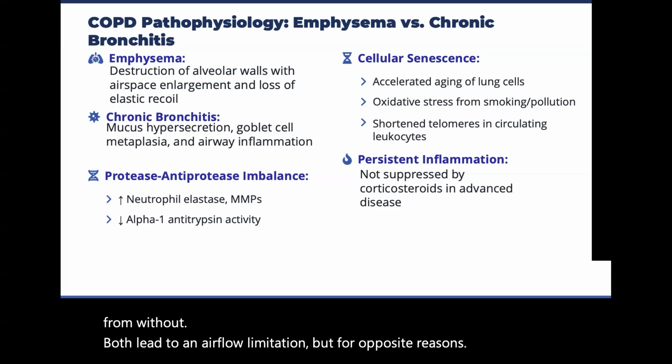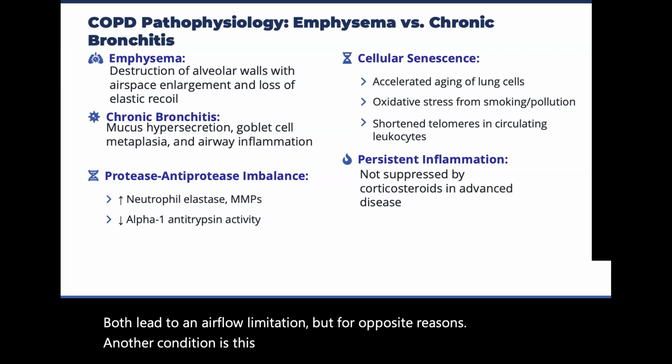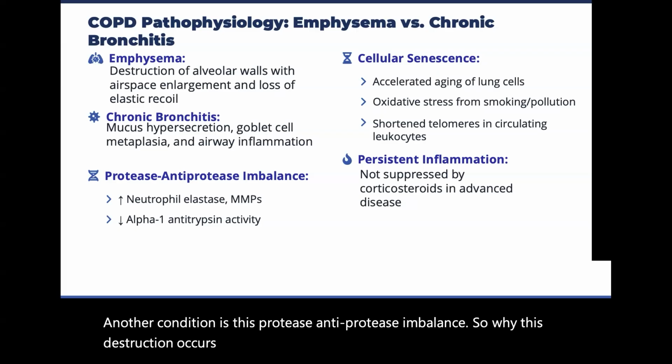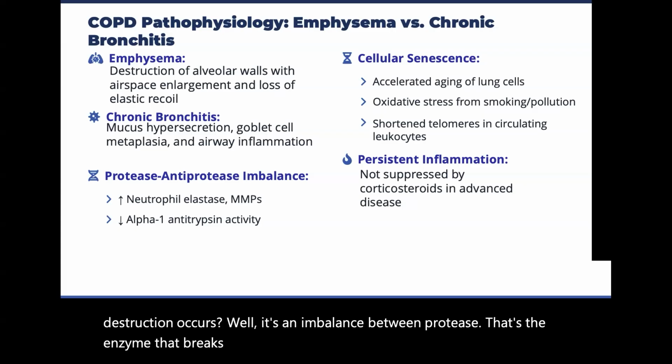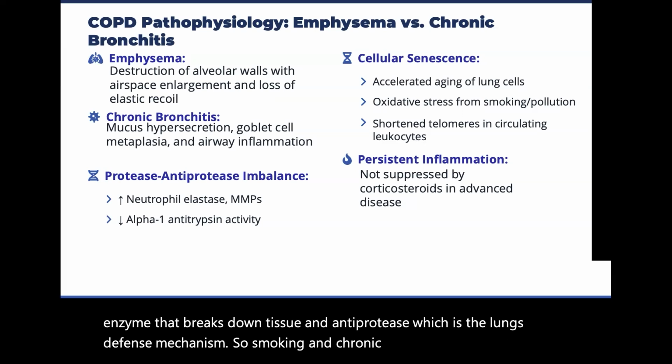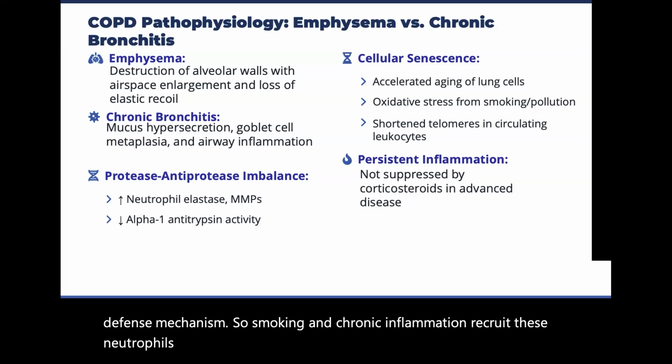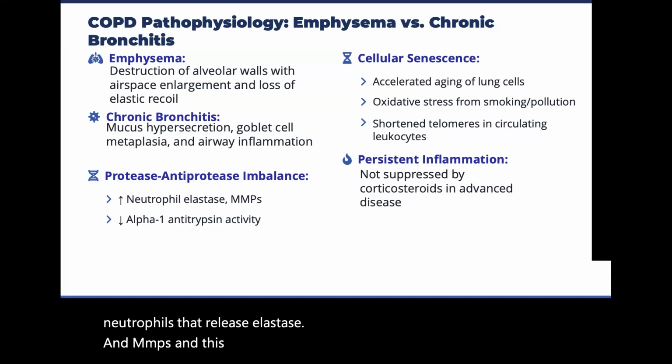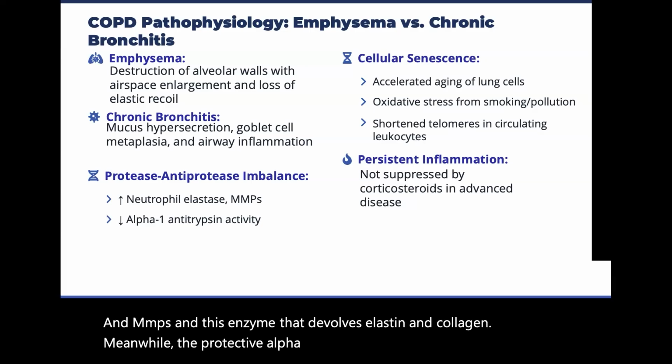Another condition is this protease anti-protease imbalance. So why does this destruction occur? Well, it's an imbalance between protease, that's the enzyme that breaks down tissue, and anti-protease, which is the lungs' defense mechanism. So smoking and chronic inflammation recruit these neutrophils that release elastase and MMPs, enzymes that degrade elastin and collagen. Meanwhile, the protective alpha-1 antitrypsin is depleted or inhibited.